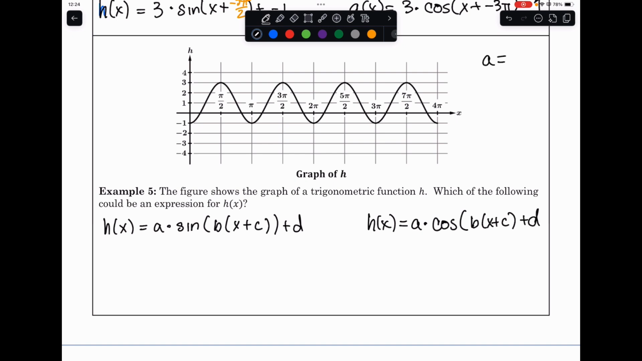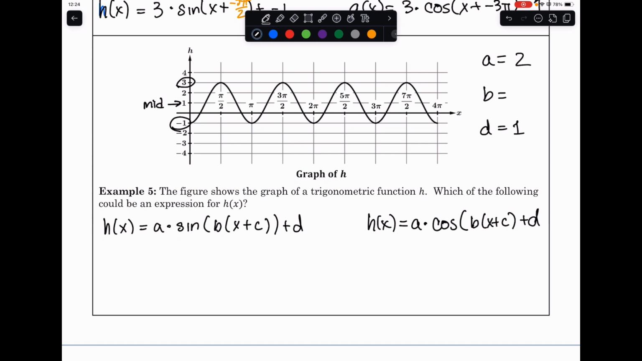The values of A, B, and D are going to be the same for sine and cosine, so let's find those. The midline here is 1: 3 plus -1 is 2, divided by 2 is 1. So this is our middle. The amplitude, from 1 to 3 or 1 to -1, is a total of 2.